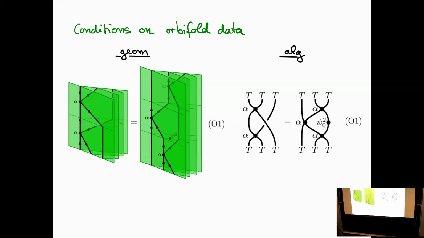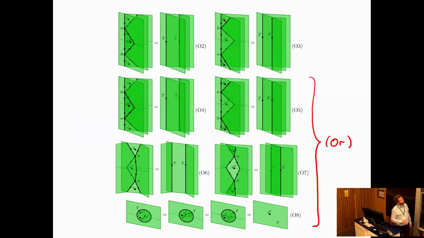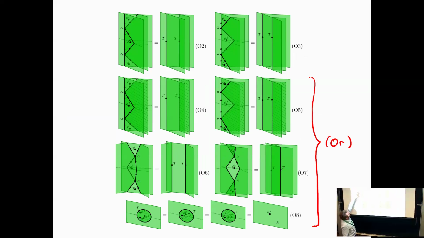And then there's a whole host of more conditions, which I've listed here. I'm not going to go through them. The top one just means that this junction is invertible in a suitable sense, and the ones which I've labeled are necessary to get rid of orientation choices you had made along the way.